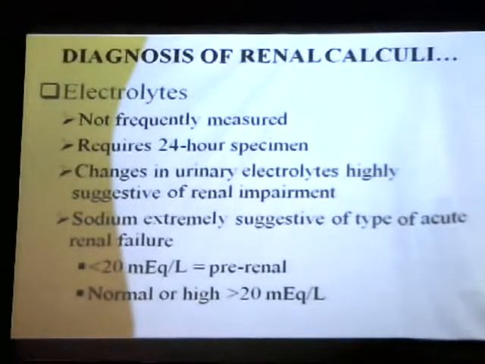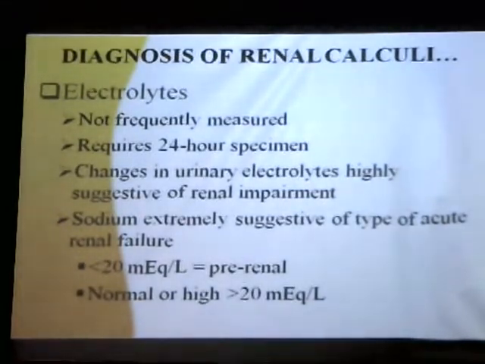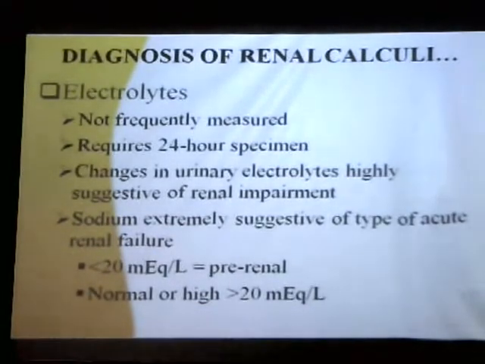Electrolytes are not frequently measured in routine urine analysis, but a 24-hour specimen would be required: whenever the person urinates, we need to collect all of it and then measure it. Changes in urinary electrolytes highly suggest renal impairment. Sodium less than 20 milliequivalents per liter is extremely suggestive of acute renal failure with a pre-renal cause, and a normal or high value would be 20 milliequivalents or more.